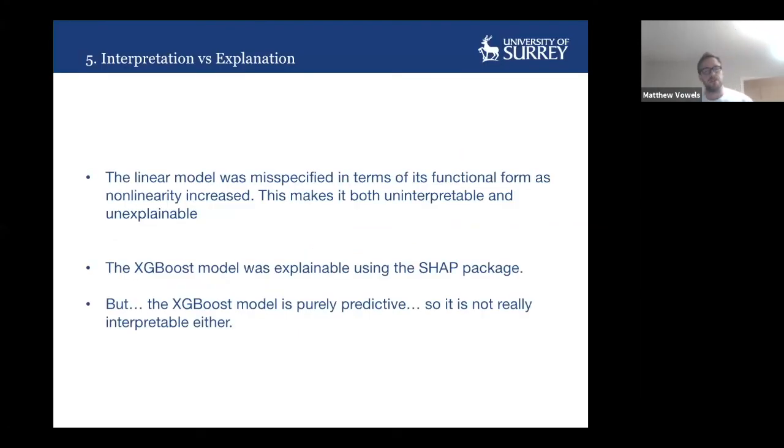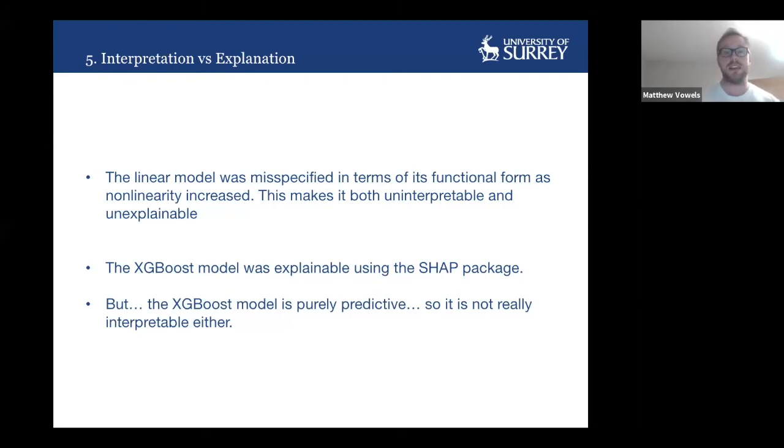So in summary, the linear model was misspecified in terms of its functional form. Its structure was fine; it was all exogenous. But obviously, in the presence of endogeneity, it would be doubly problematic. Just as a result of this functional misspecification, it was uninterpretable, because the coefficient attribution of importance was completely all over the shop as soon as that nonlinearity was introduced. The XGBoost model we explained using the SHAP package, but the XGBoost model is purely predictive, so it's not really interpretable. We can't go straight to a causal interpretation. There's no structure there.